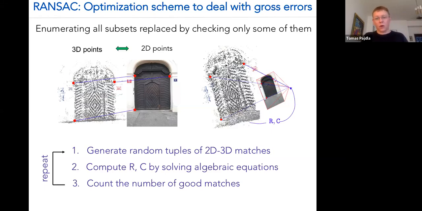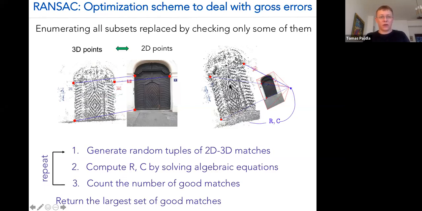We can generate all n choose 3 or n choose 6 trials, or we can choose some random subset depending on our time and computational budget. And this thing calls, of course, for repeating the computation of R and C, that means solving for camera absolute pose many times in a row.